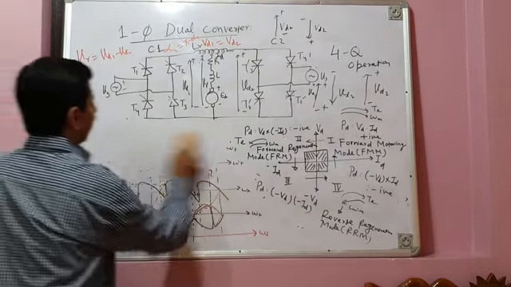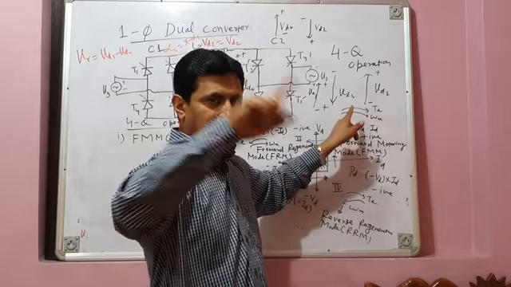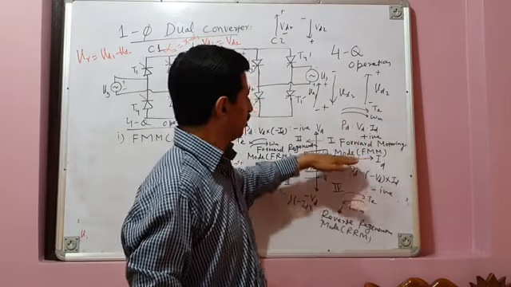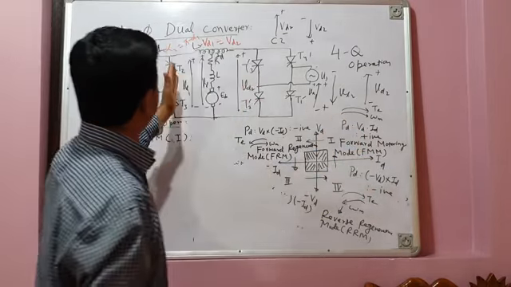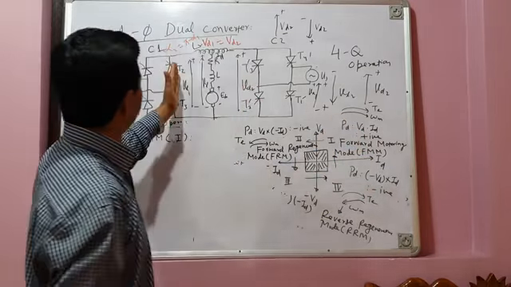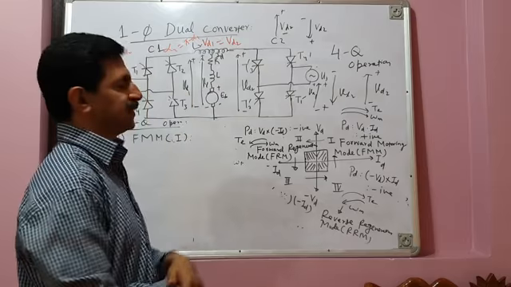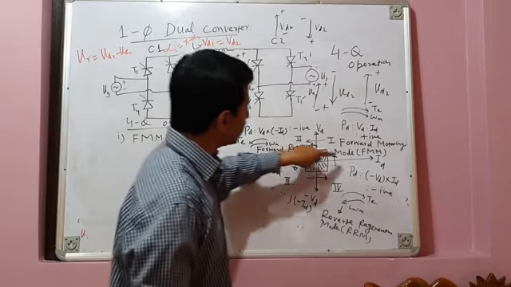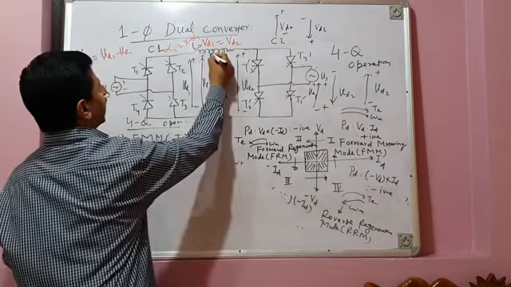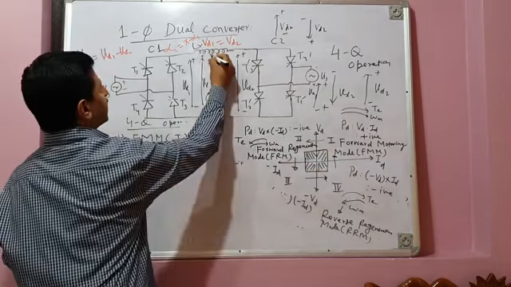In the first quadrant, torque is positive in the clockwise direction, speed is positive, current is positive, voltage is positive. Average output voltage is positive. That means this terminal should be positive with respect to this terminal. And current is also positive. Positive current means current is entering. Let us call this terminal A and this terminal AA. So current enters terminal A.